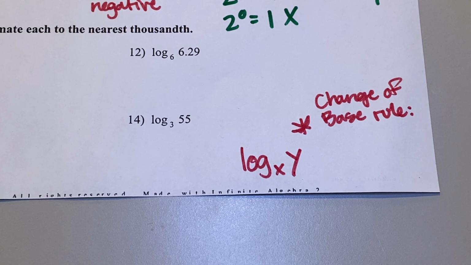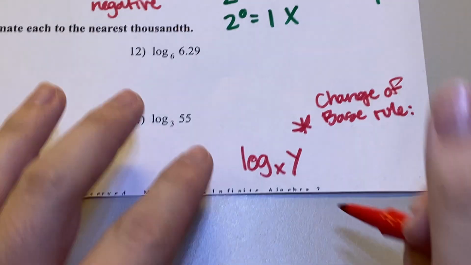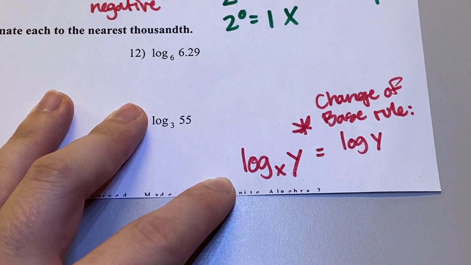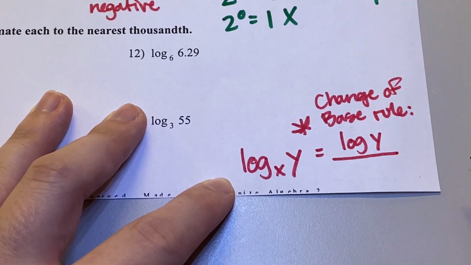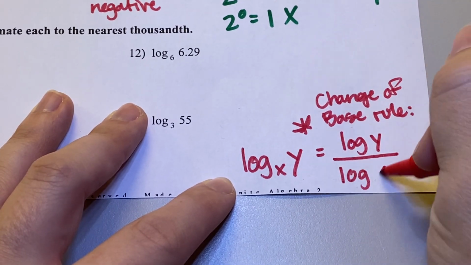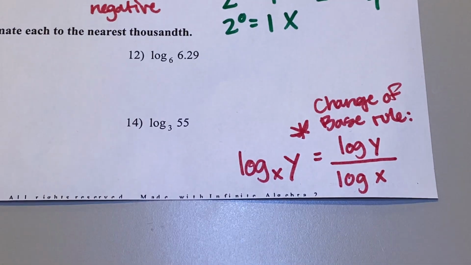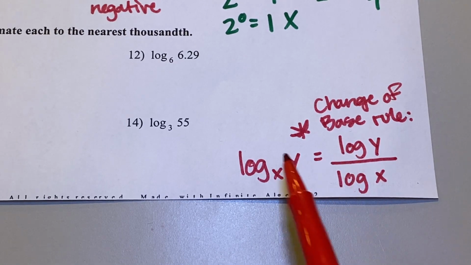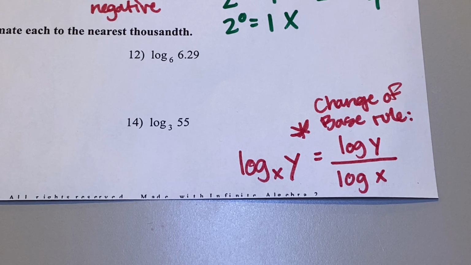Right? Just placeholders for whatever numbers are there. How we punch this into the calculator, we have log of y on top divided by log of x. Log of y, so whatever that number is in the y spot, divided by log of x. Everybody have that written on your paper? So you're going to have to use it today. It's not too difficult. Okay, let's try it.